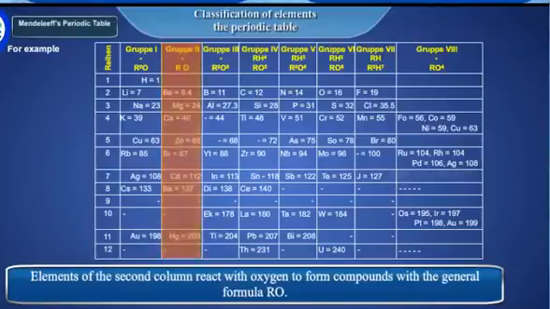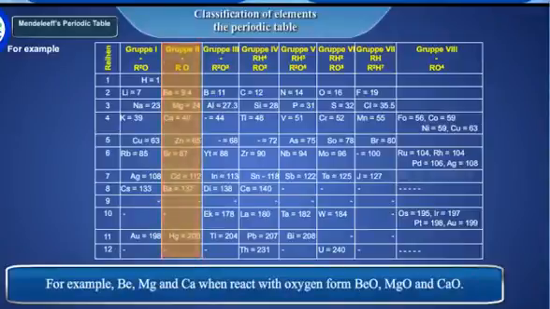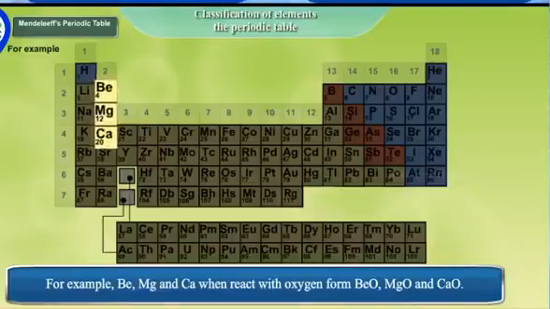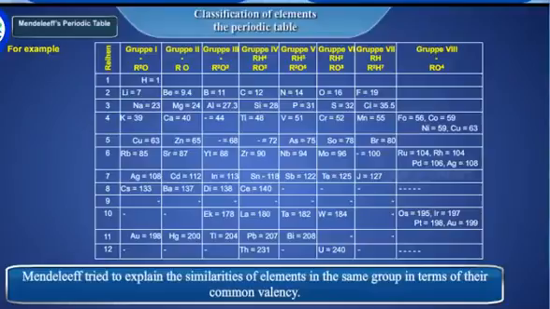Elements of the second column react with oxygen to form compounds with the general formula RO. For example, Be, Mg and Ca, when they react with oxygen, form BeO, MgO and CaO. Mendeleev tried to explain the similarities of elements in the same group in terms of their common valency.